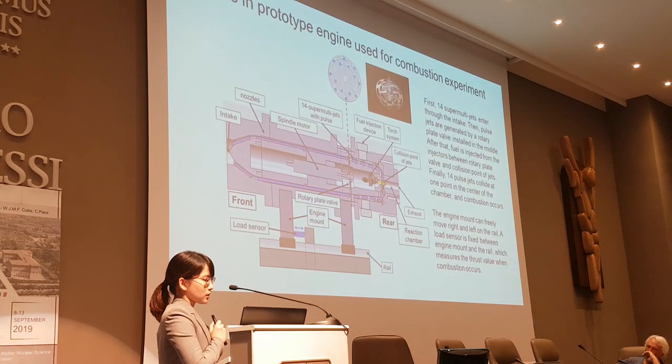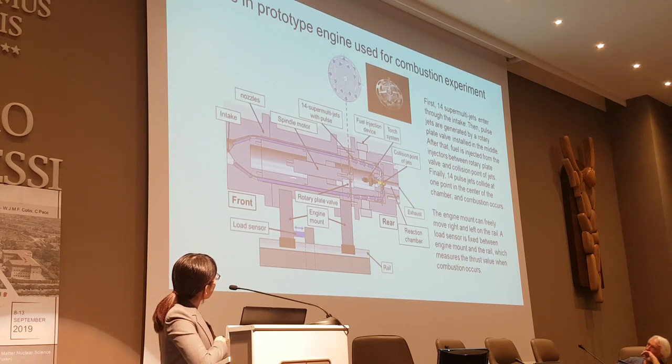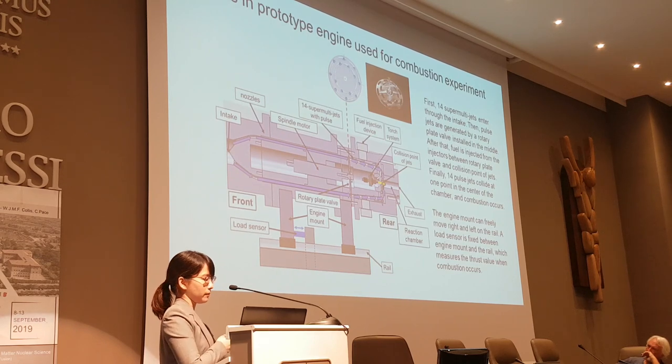So this is the prototype engine we used for the combustion experiment. This is the same diagram I showed in my previous presentation. The 14 jets enter through the intake. They are made into pulses by this rotary plate valve, which is installed in the middle. And a fuel injection device is placed downstream. And the pulses collide at the center of the reaction chamber. The engine mount can move freely to the right and left. And a load sensor is installed in the engine mount to measure thrust in the combustion experiment.